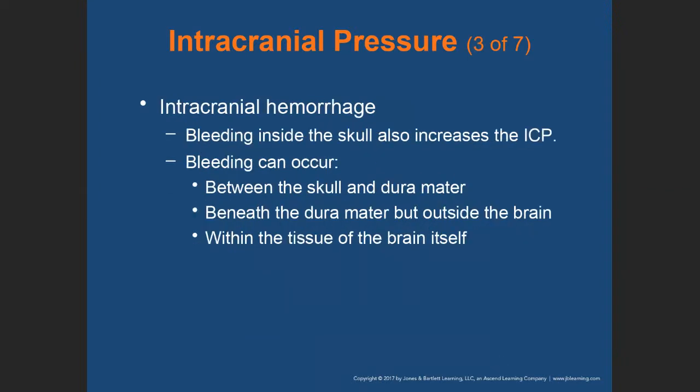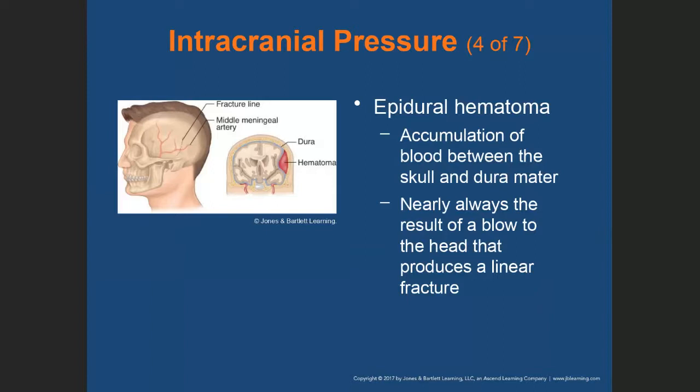All right, now intracranial hemorrhage can also cause ICP to go up. So bleeding inside the skull also increases ICP. Bleeding can occur between the skull and the tough layer of the membrane, that's the dura mater. It can occur beneath the dura mater, outside of the brain, and it can occur within the tissue of the brain itself. So let's look at bleeding outside the dura mater. If you look at this diagram, you'll see where the bleeding is occurring outside of the dura mater. That's referred to as epidural. It's above the dura.